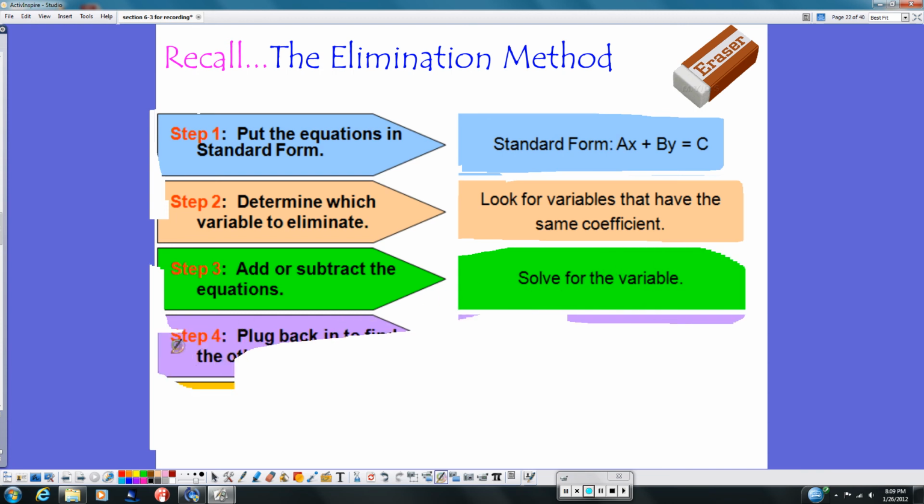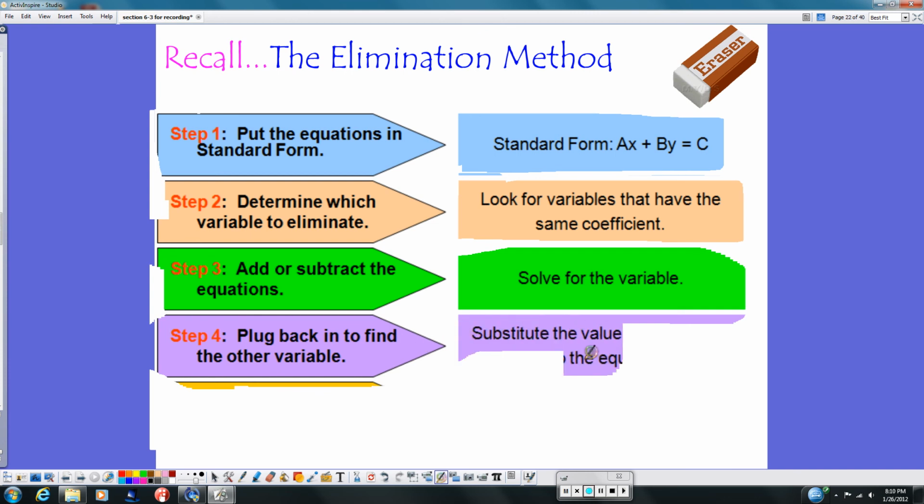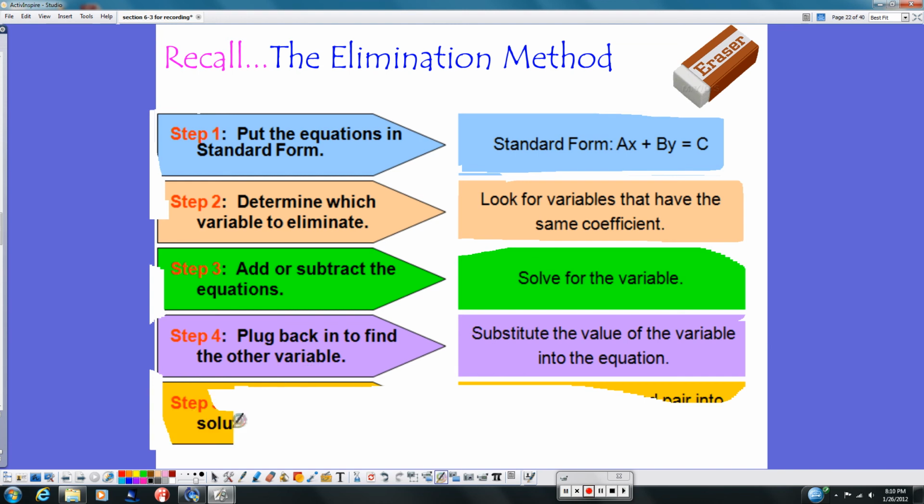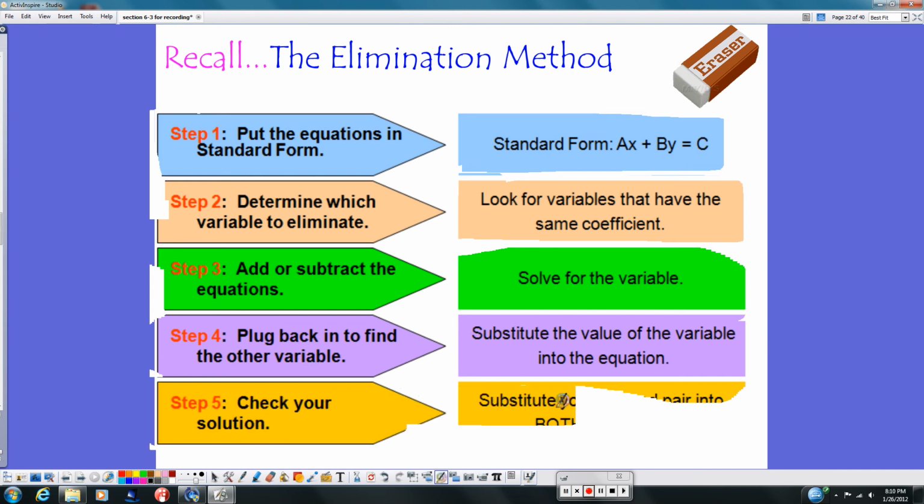Step 4, plug back into one of the equations to find your other variable. Just like we did for substitution, you're substituting the value into the equation. And step 5, check your solution. Substitute your ordered pair into both equations. Again, those are the steps we're going to take when we solve using the elimination method.